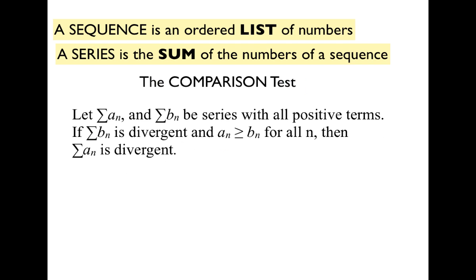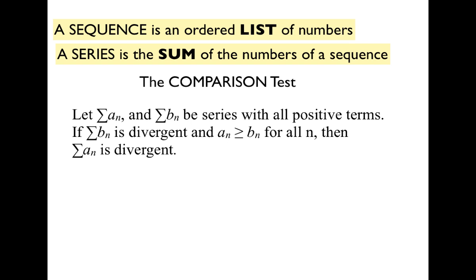Okay, so here's the one we used. If the sum of an and the sum of bn are series with all positive terms, the one we're interested in analyzing is the first one, the series an. We find this other series bn that we already know is divergent, and then every corresponding term of the sequence an is bigger than or equal to bn for all n. Then the conclusion is that the one we're interested in is also divergent.